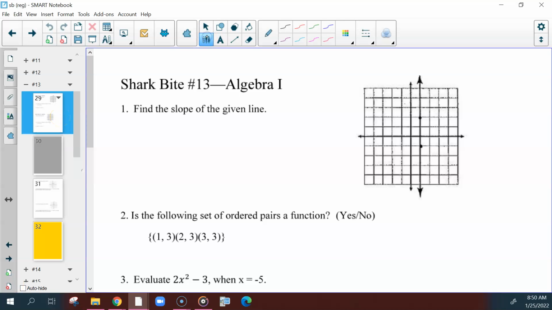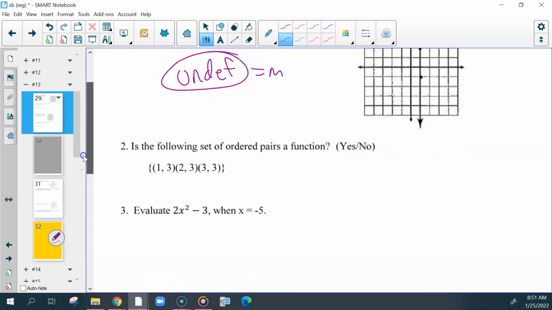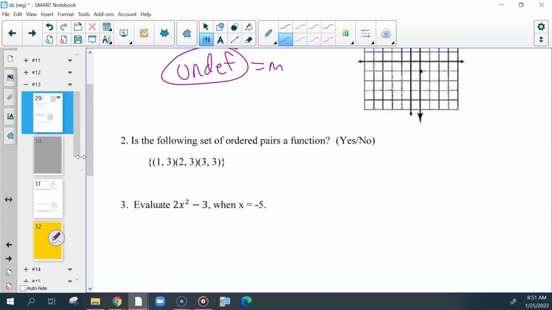Alright, let's go over the short rate. You guys had 13, is that right? What was the slope of this line? Undefined. You had a vertical line, so that should have been undefined. That kind of rhymed, and I didn't mean it to. Is this a function?